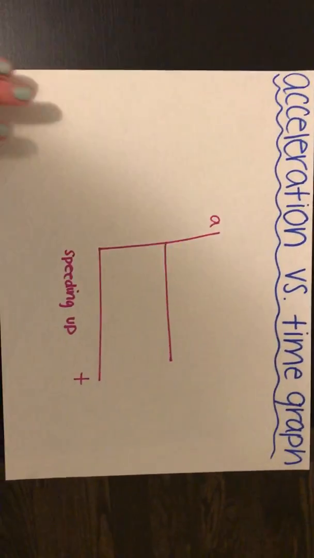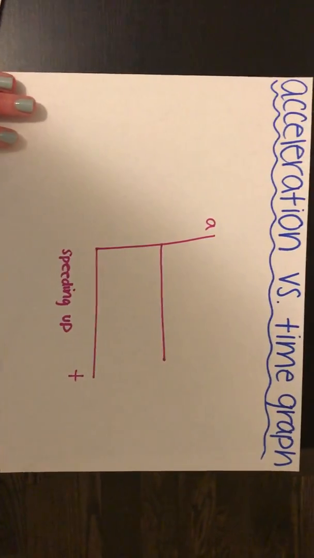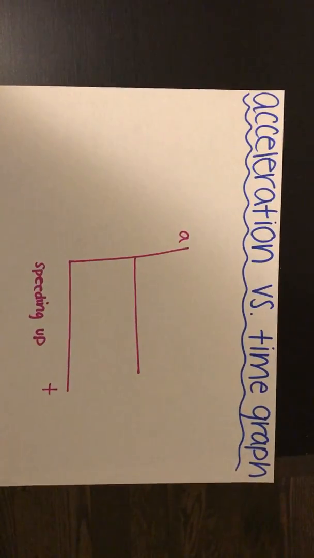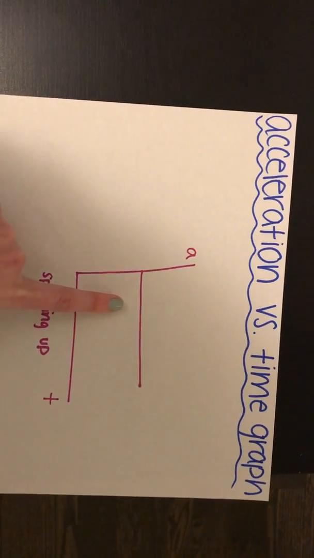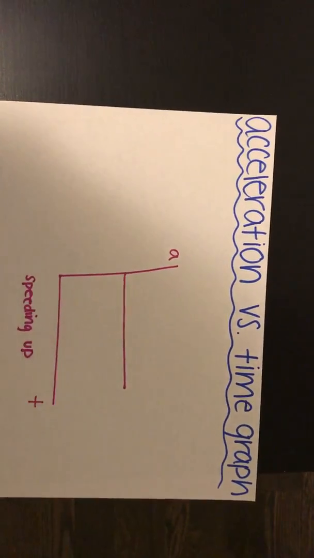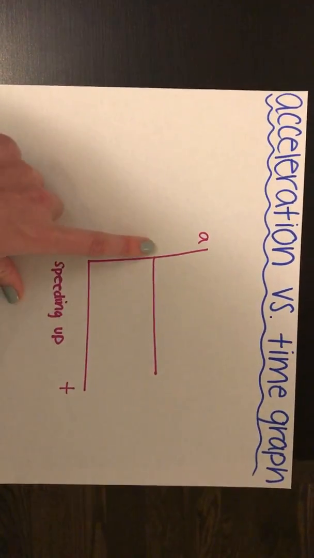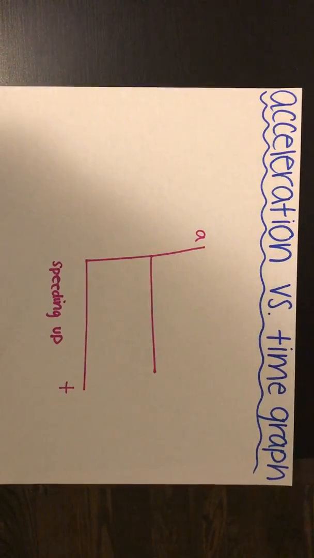And for our purposes in Physics 1, we're only going to cover constant acceleration. So the only graph that we have to worry about is this one right here. When we see a horizontal line, that means that your acceleration is constant. If you are accelerating, you are speeding up.